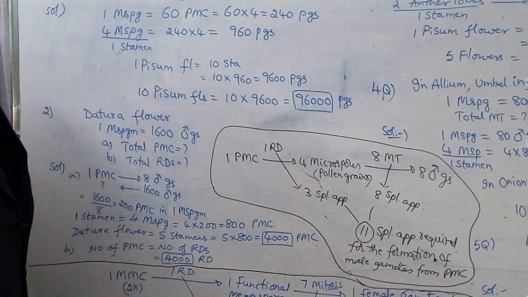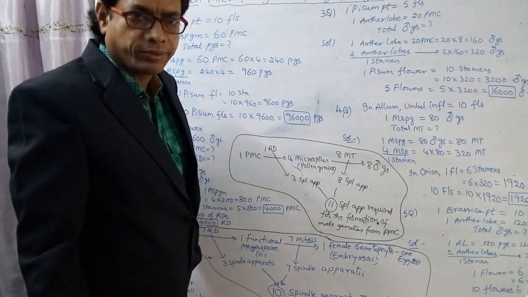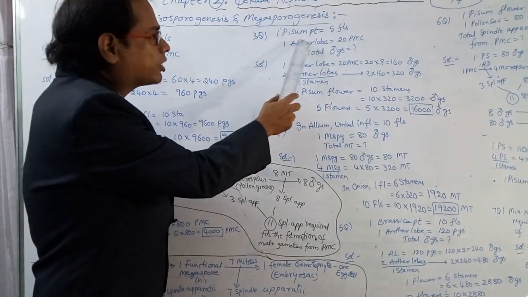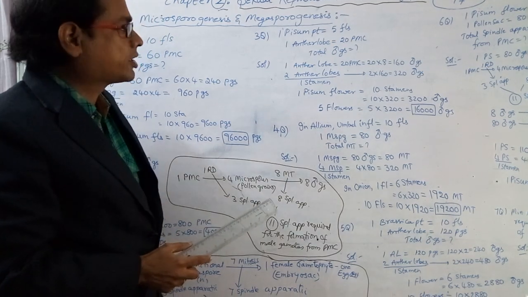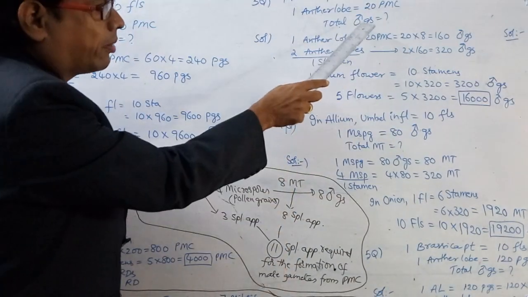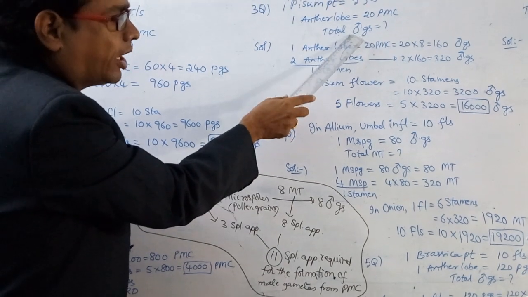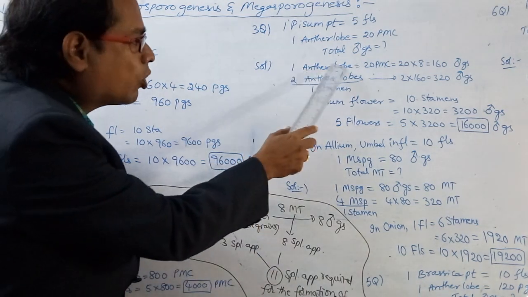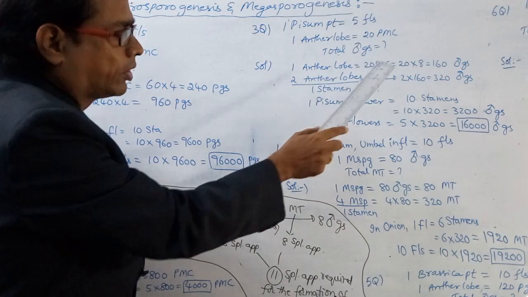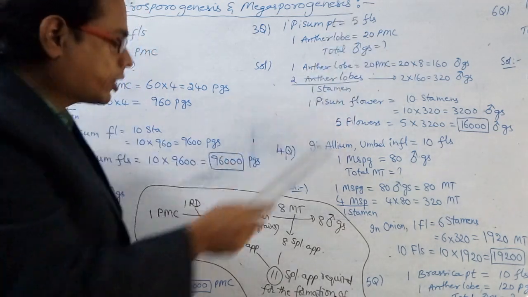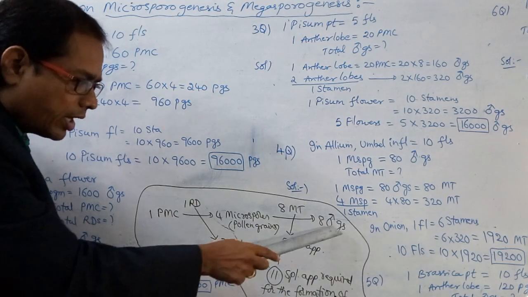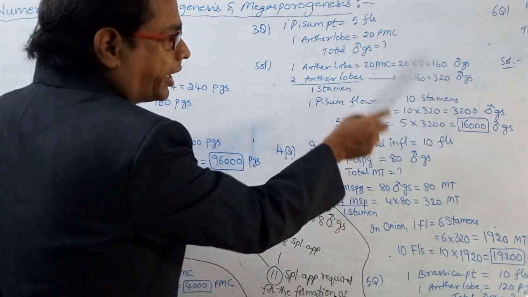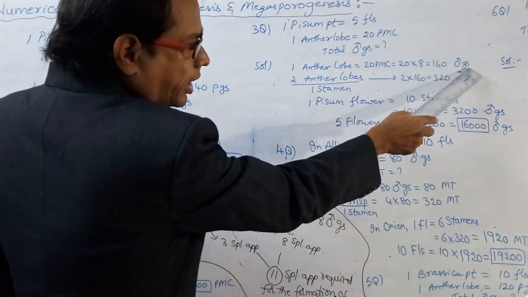Third question. We are entering into the third question, my dear students. Are you following? Okay. One Pisum plant contains 5 flowers. Each anther lobe contains 20 pollen mother cells. Total male gametes, I am writing here as GS. This is the symbol of male. GS means gametes. Total male gametes they are asking. One anther lobe contains 20 PMC they have given. One pollen mother cell will produce male gametes in what ratio? 1:8, isn't it? So that means 20 into 8, that is equal to 160 male gametes.